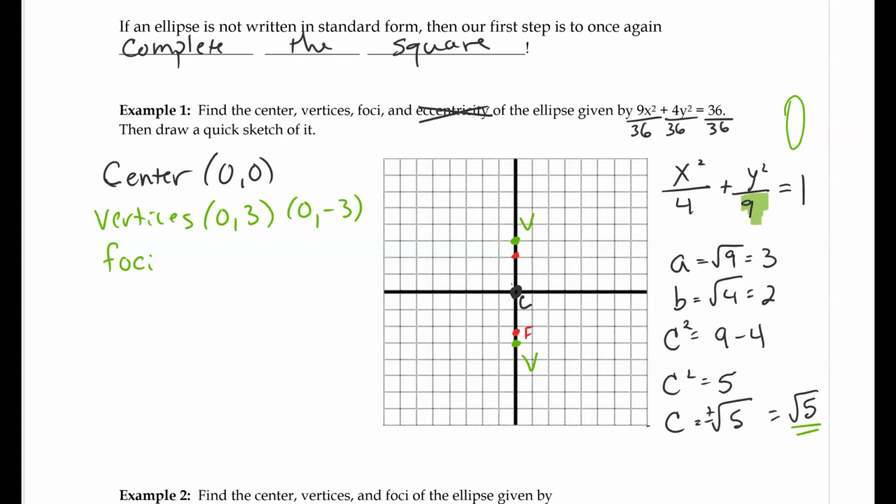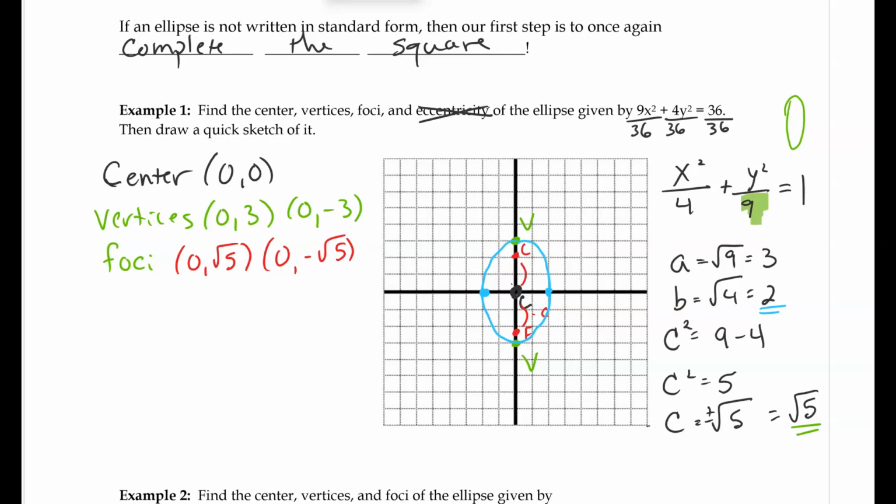We add here and we subtract it down here to get the foci. So we're going to get 0, root 5 and we're going to get 0, negative root 5. Now, how do I graph this quickly? Well, I'm going to use my co-vertices, my minor axis. So B is the easiest way of doing this. You just go over to the left and to the right of your center, and then I connect my vertices and co-vertices, and I have a beautiful parabola.